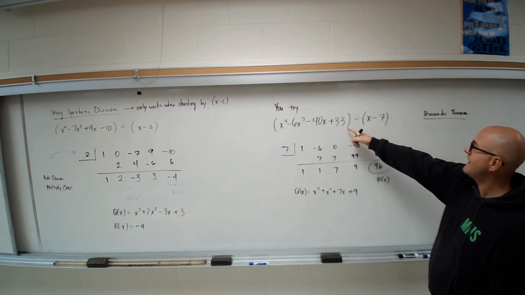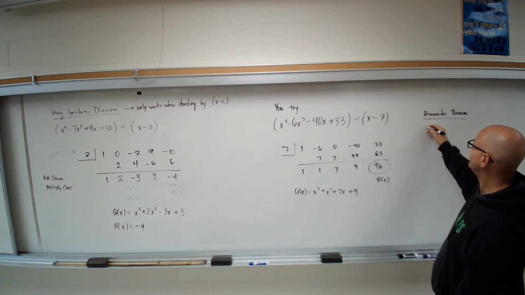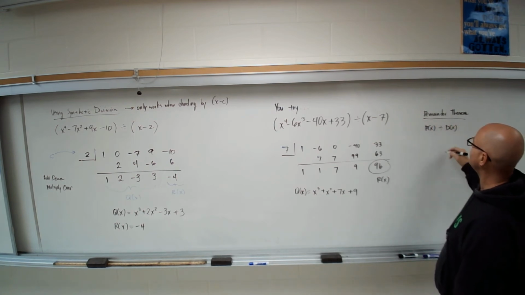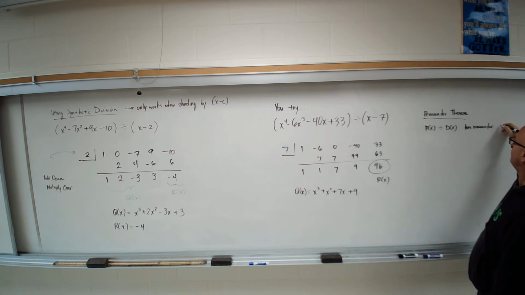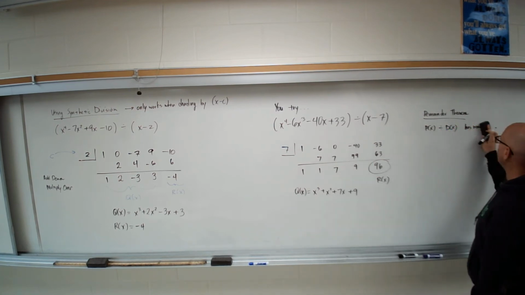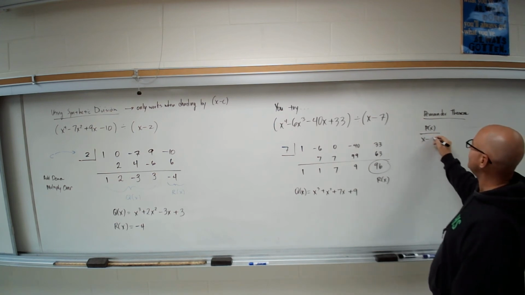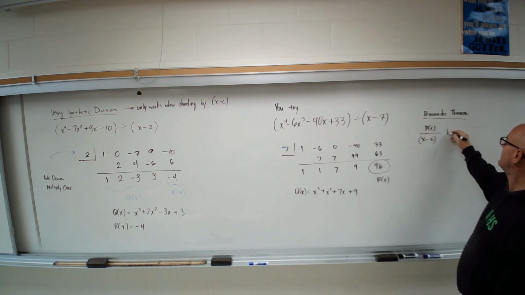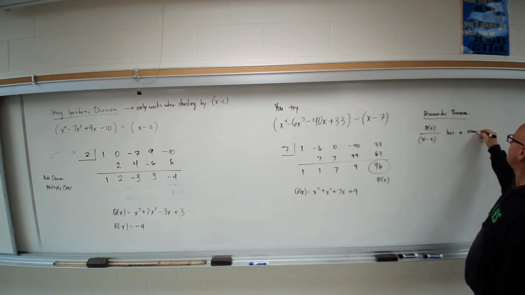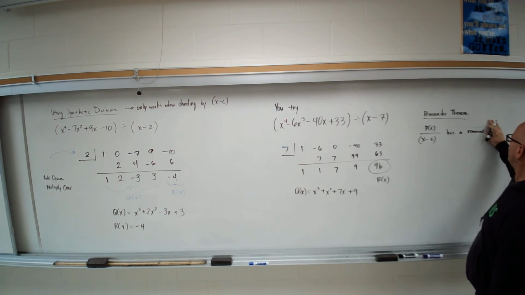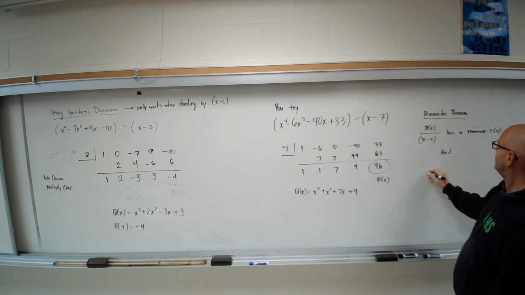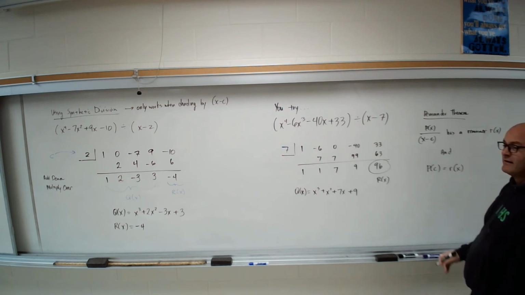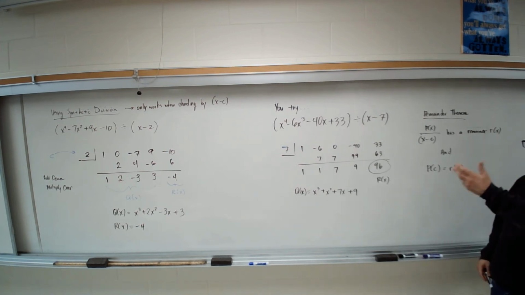It says that if you have p of x divided by x minus c, the factor, and it has a remainder r of x, then p of c will also be equal to that remainder. So whatever the remainder is is also what you would get if you plug that number in there.